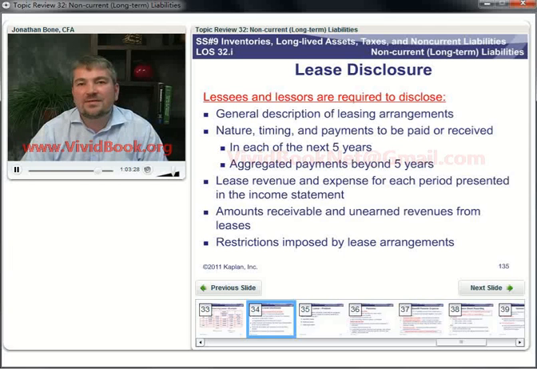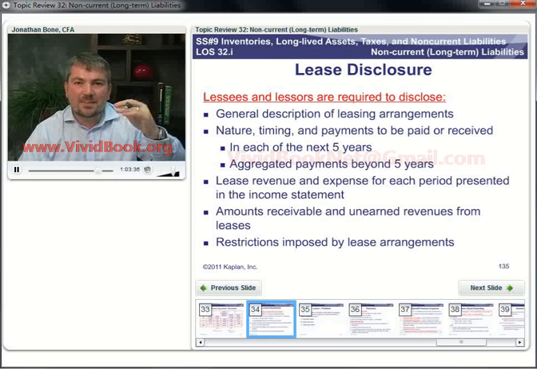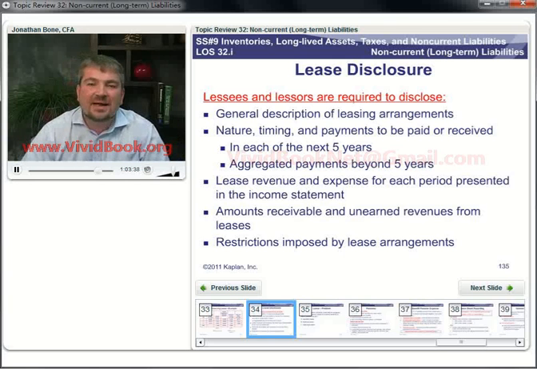Now that's true of US GAAP. Unfortunately, under IFRS, they actually only have to show aggregated amounts under 5 years as well. So in other words, the payments under the terms of the lease for the next 5 years, and then aggregate payments after more than 5 years. We also need to show lease revenue and expense for each period presented in the income statement.